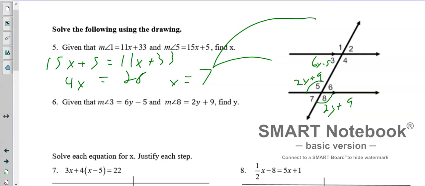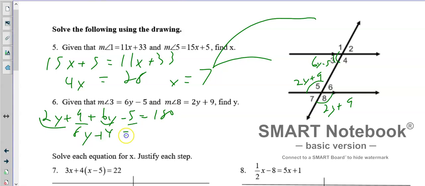Those are my obtuse angles. This is my acute angle. They're not equal. They don't look equal. Obtuse and acute cannot be the same. So in this situation, we add them together to equal 180. So like terms, 8y, 9 minus 5 is 4. If I subtract 4, I get 176. And if I divide by 8, I get 22.